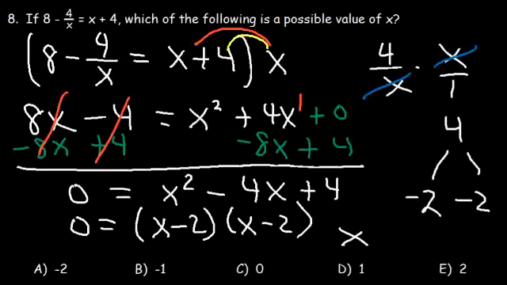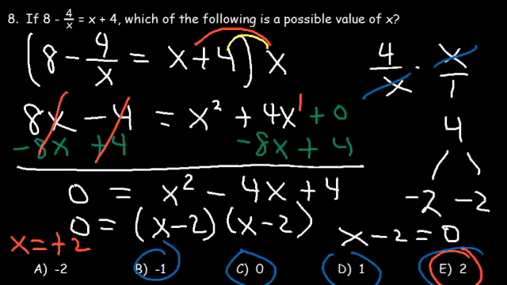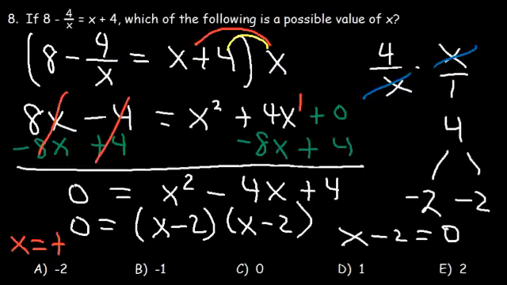So if we set x minus 2 equal to 0, and if we add 2 to both sides, we could see that x is equal to positive 2. So therefore, E is a possible value of x. Now, if you're having difficulty solving for x, what you could do is you can plug in each of these answers and see which one is true for the equation. So let me illustrate that technique.